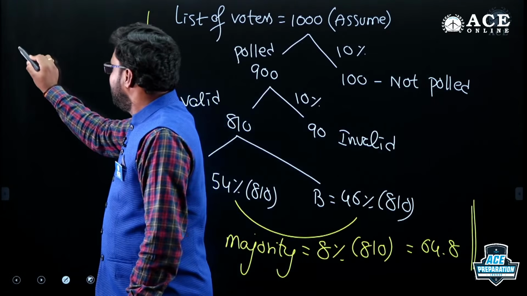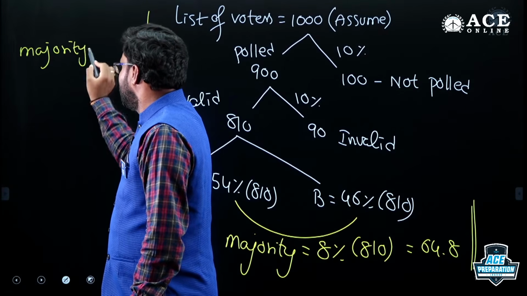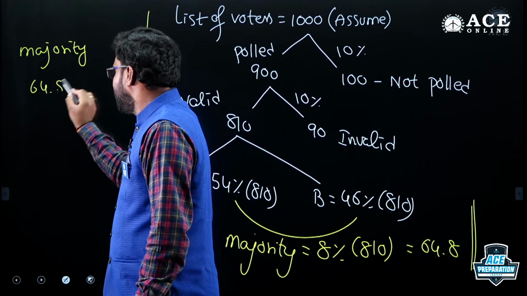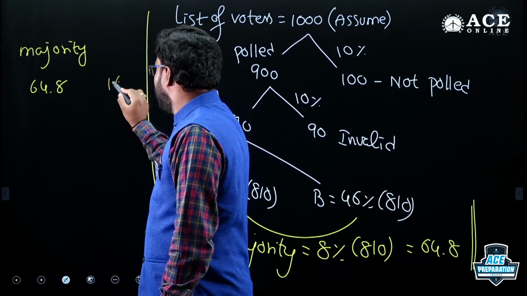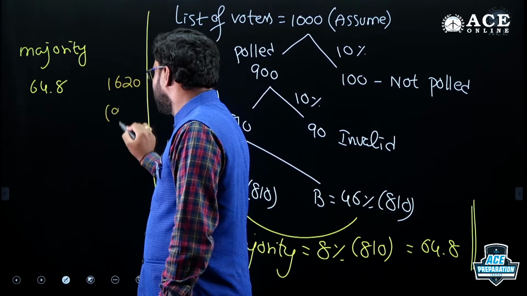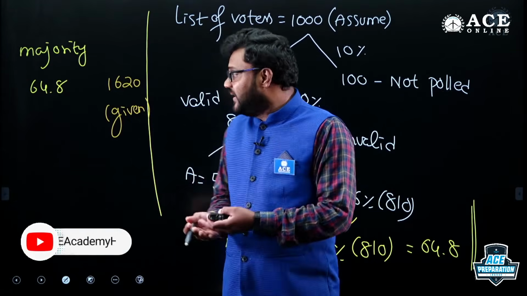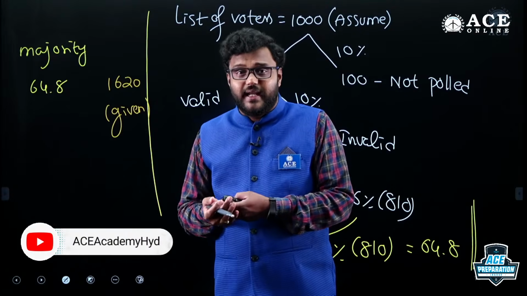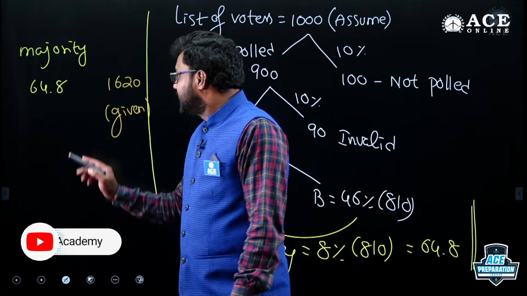My dear friends, see, the majority you got is 64.8. But what they have given in the question is 1620. This is given. Now here we assumed some value, that's why you got 64.8. If you want to find the correct one, we have to find the relationship here.